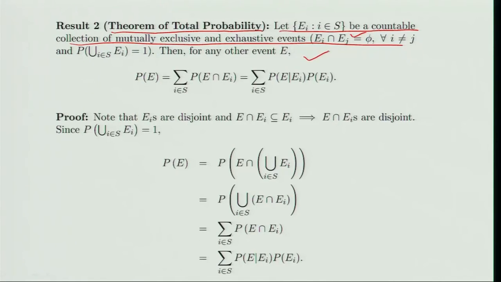Then for any event E, the probability of E is the same as the summation over i belonging to S of P of E intersection E_i, which can be written in terms of conditional probability as the summation over i belonging to S of P of E given E_i times P of E_i.